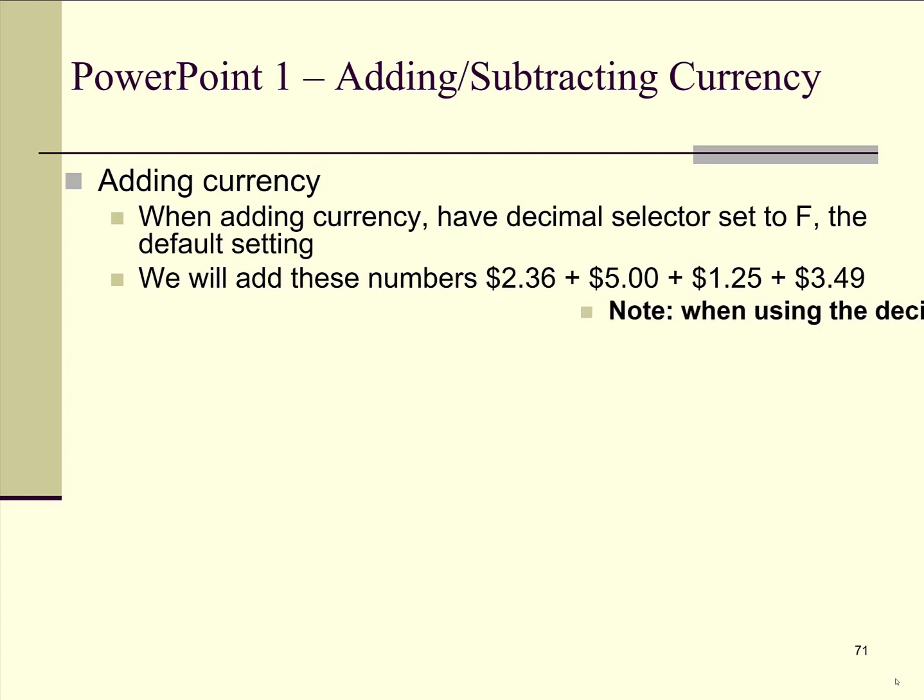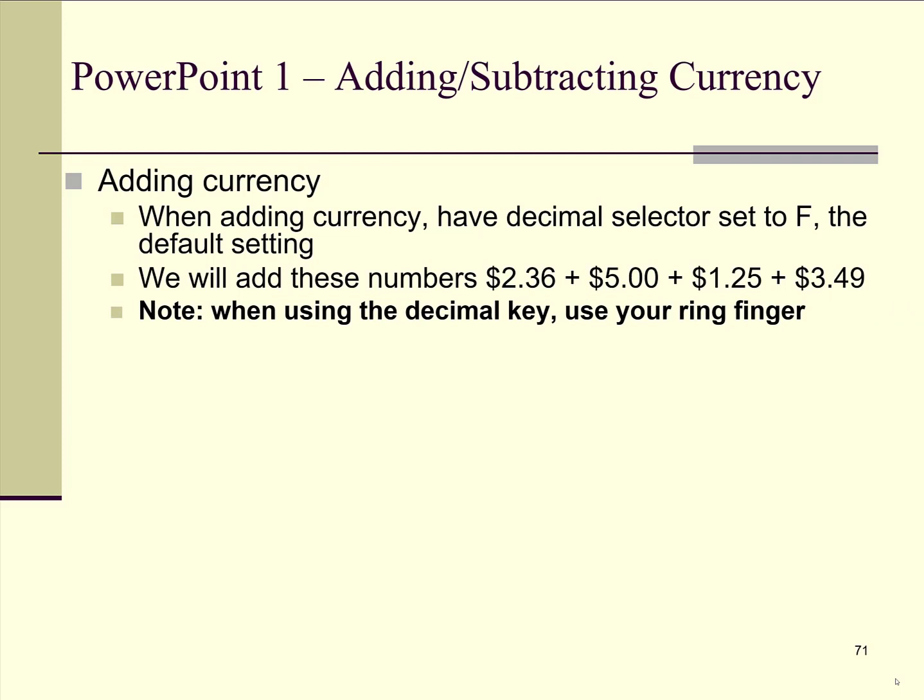Now, we're introducing a new key, the decimal key. You're going to use your ring finger for the decimal key. Other than that, this addition is just the same as before. So we're going to start with an asterisk to clear, 2.36 plus 5 plus. Now notice I entered 5 plus. I didn't enter 5.00. You could, but you do not have to. Therefore, I never do.